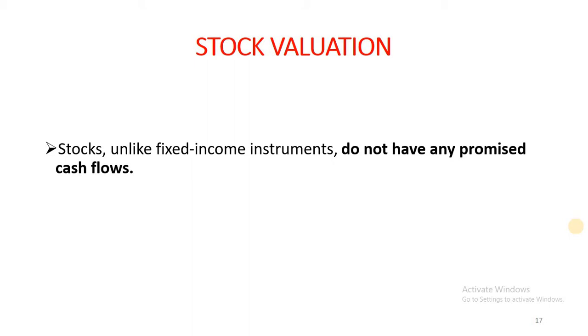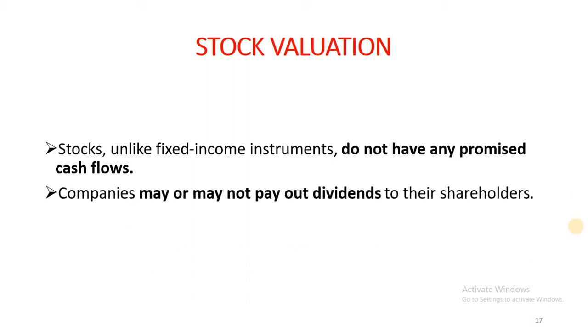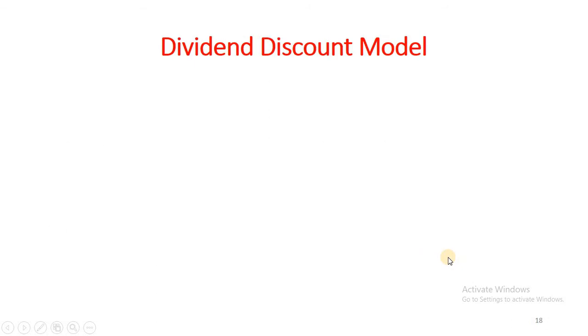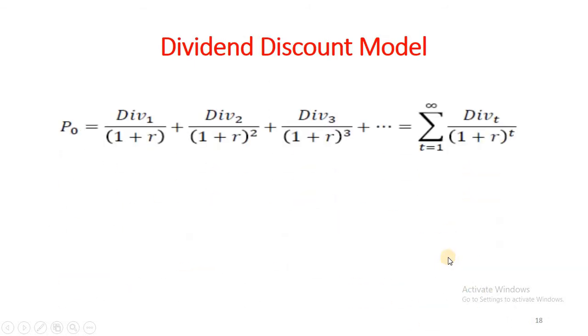Stocks usually do not have any promised cash flows. So, companies may or may not pay any dividends to their shareholders. However, we can still find out the present value of expected cash flows which will be generated from the stock using the dividend discount model. Let's look at the dividend discount model. So this is the dividend discount model.